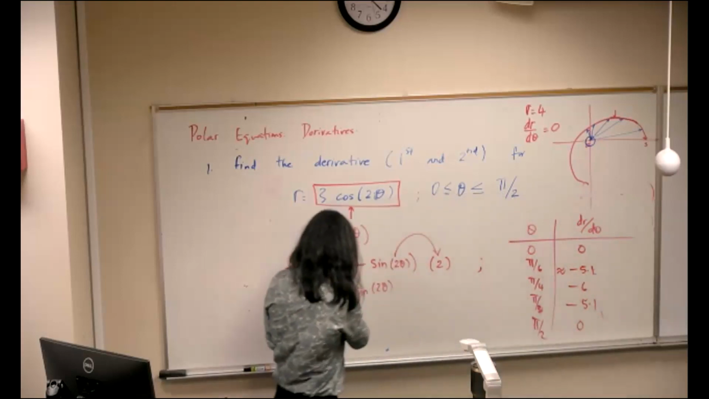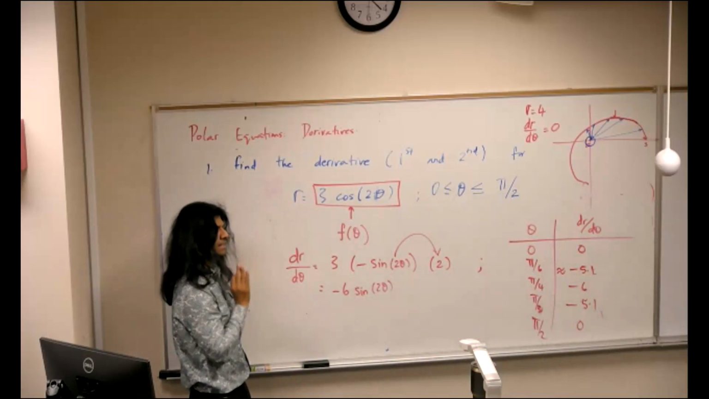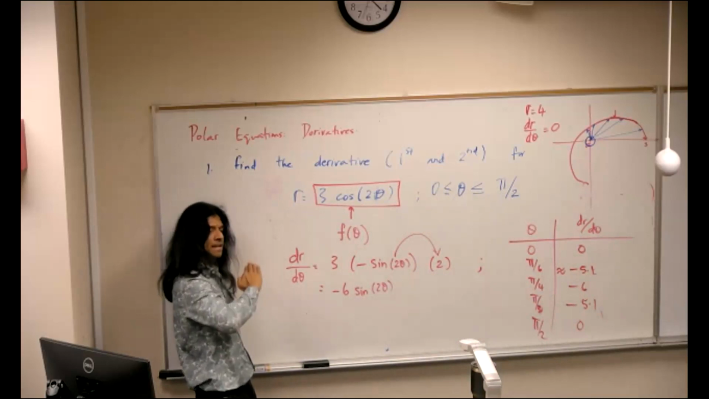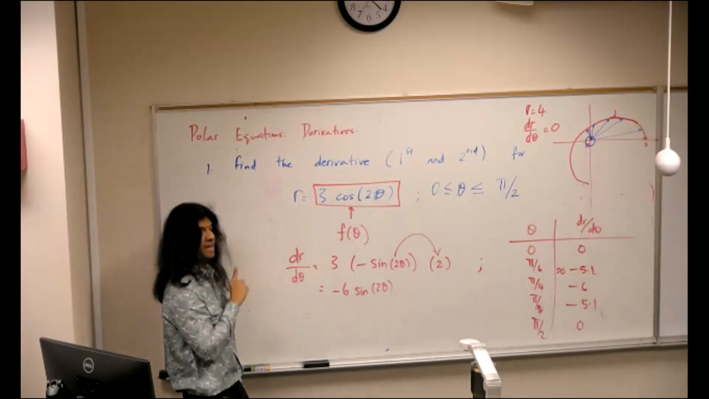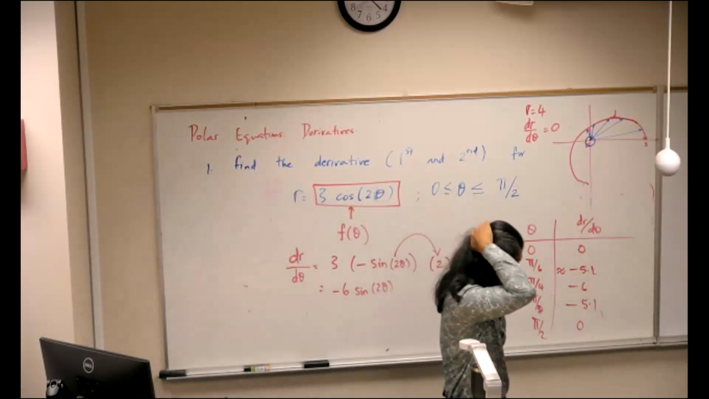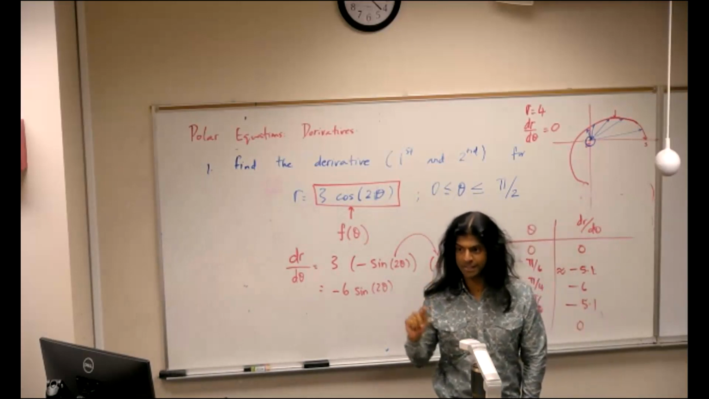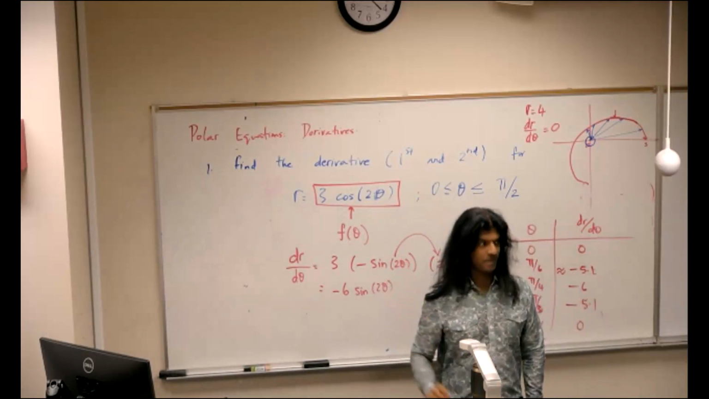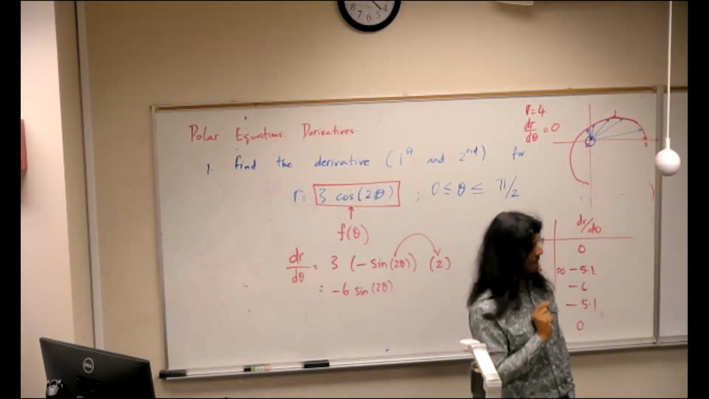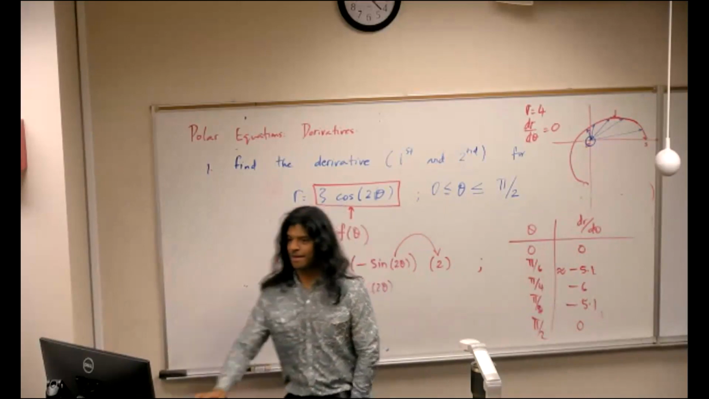So when you take dr over d theta, it tells you how the radius is changing for the curve with respect to theta. It does not give you a tangent line like we did in calculus 1. But is there a way to find it? Absolutely, and we are going to do that.